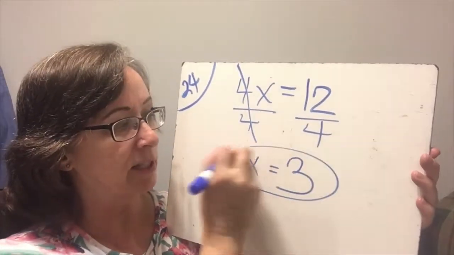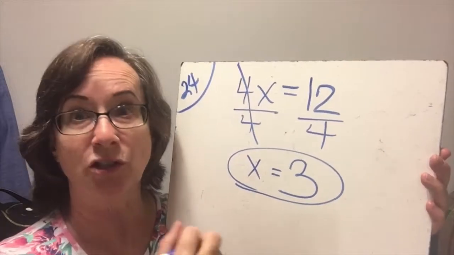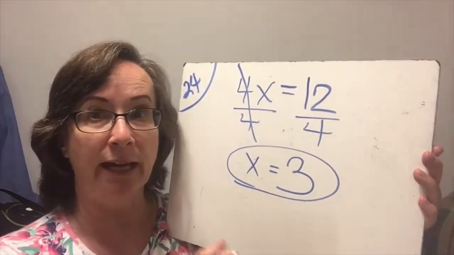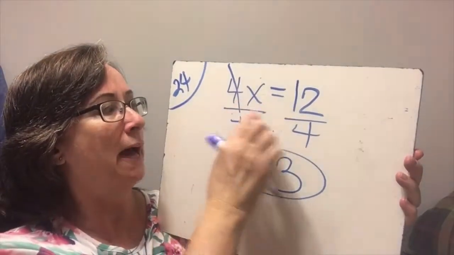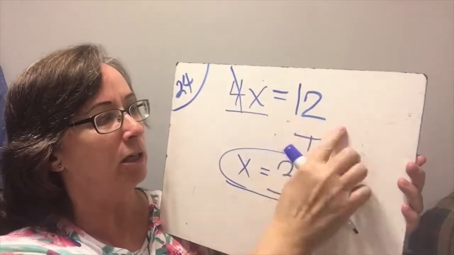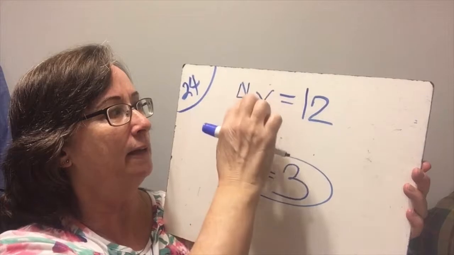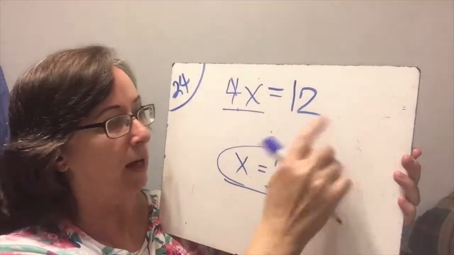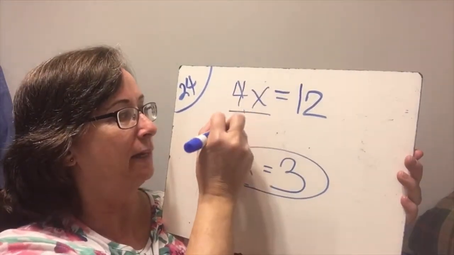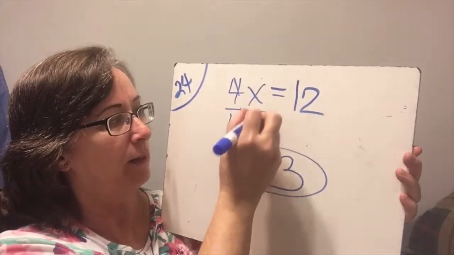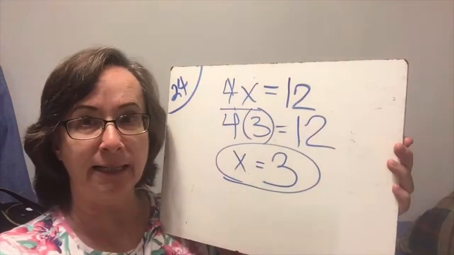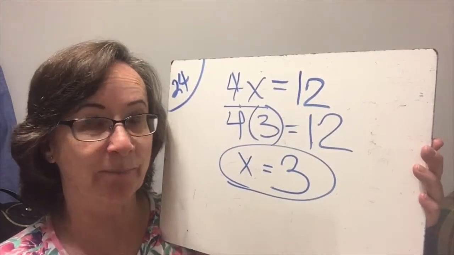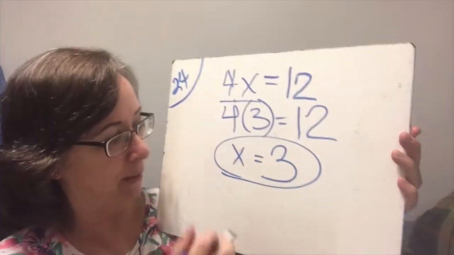Now remember what solutions do. Solutions solve. Solutions make true. So I should be able to take the 3, go back up into my original equation, right? 4x equals 12. I plug the 3 in. 4 times 3 equals 12. I plug the 3 in back where the x was, and it's true. Okay, so that's one way we should be able to do it.